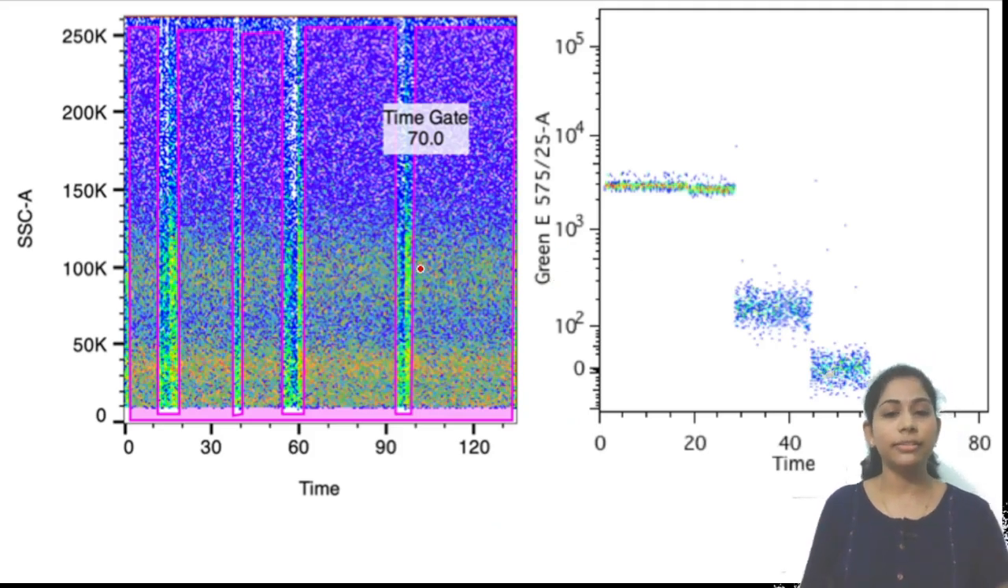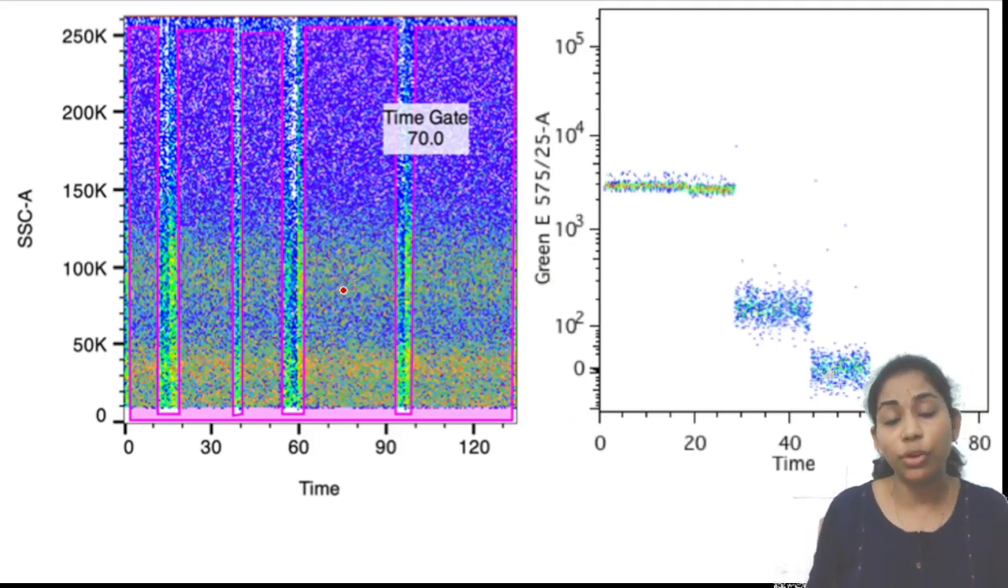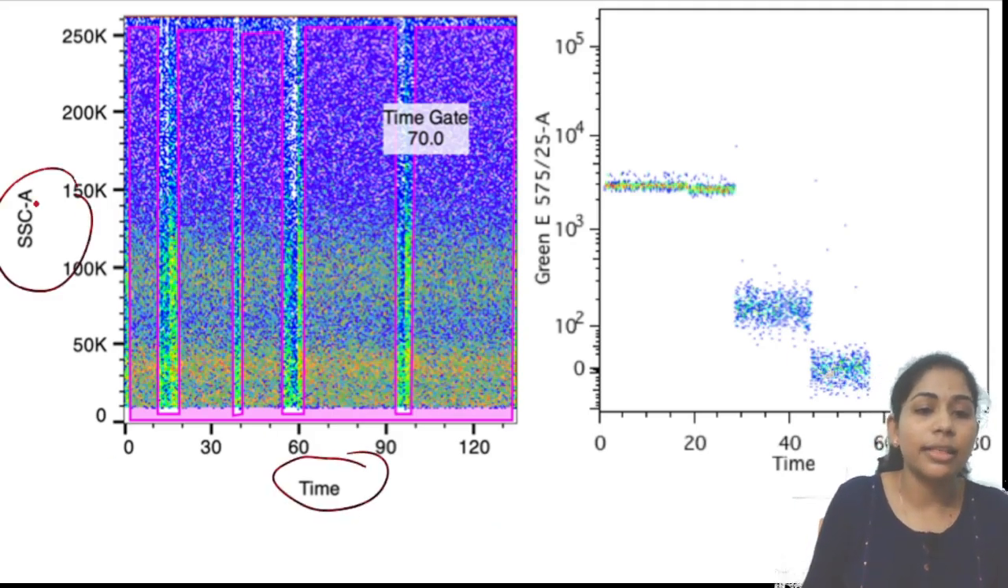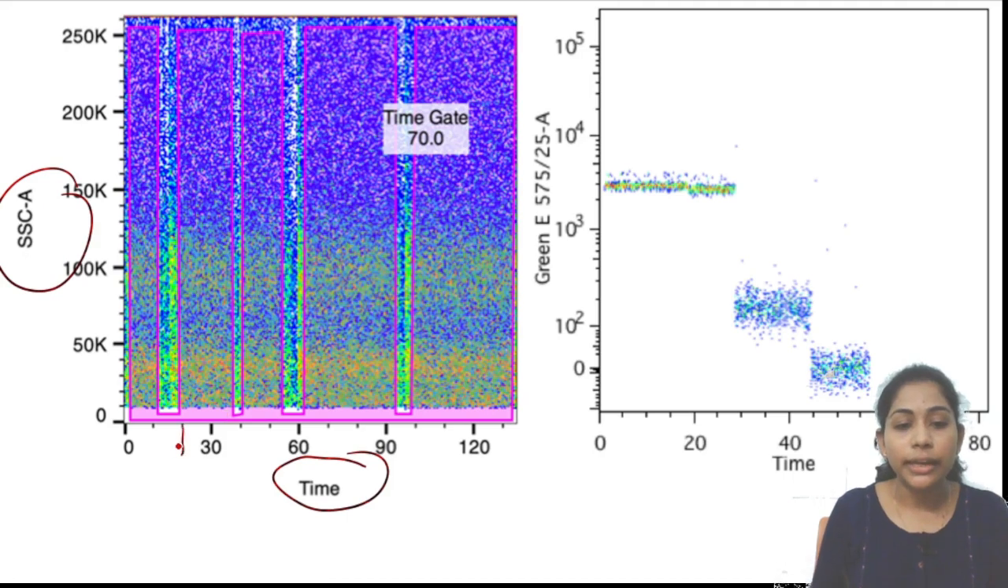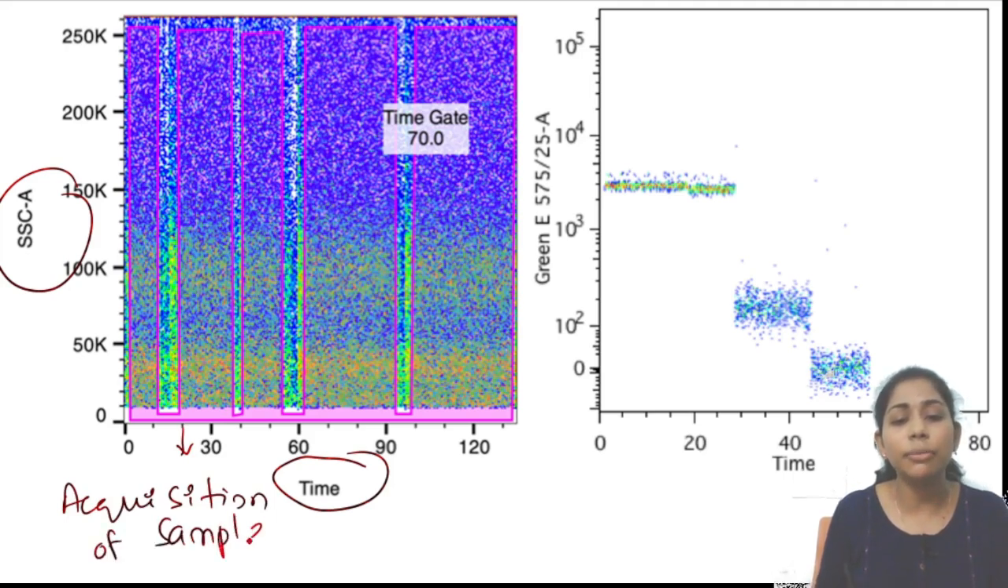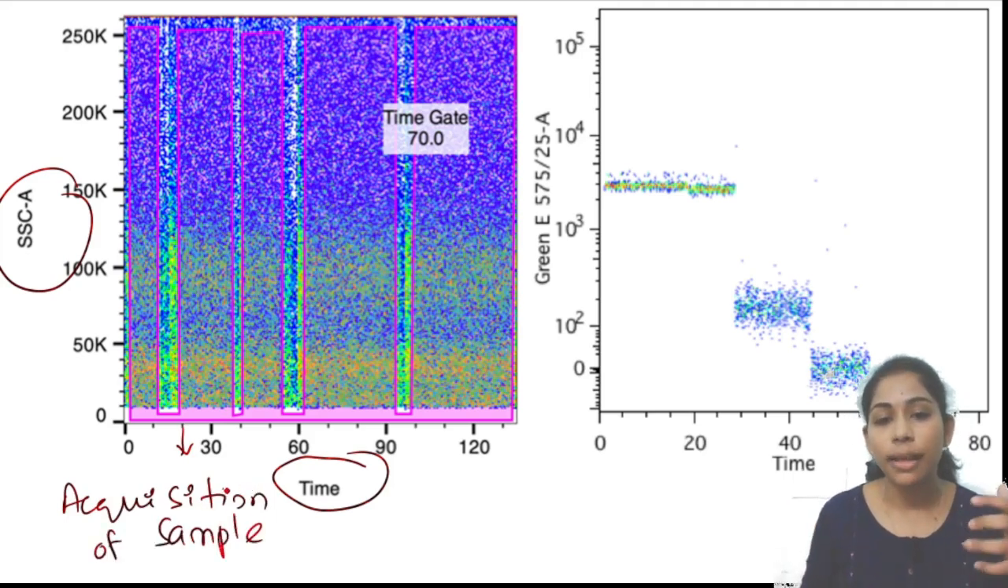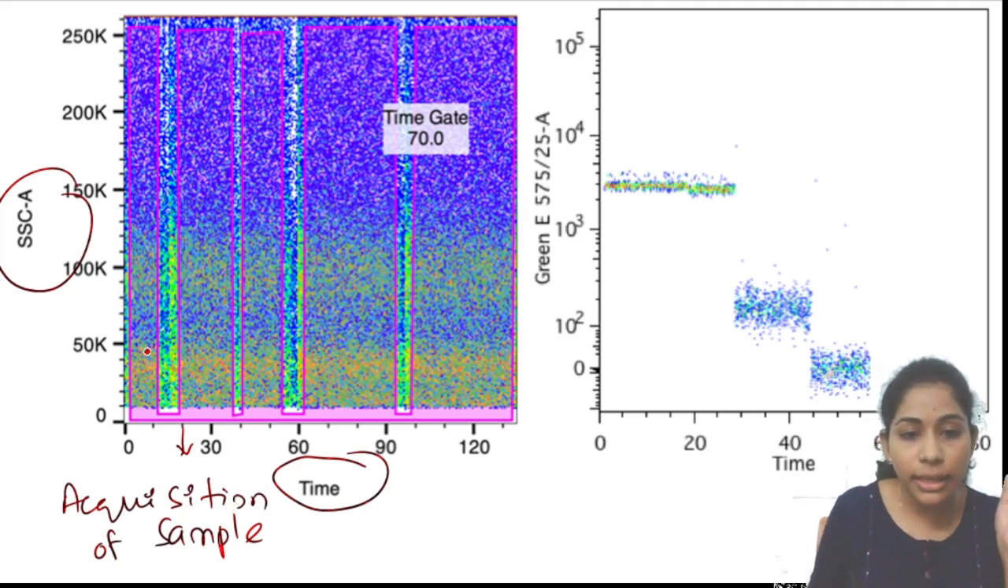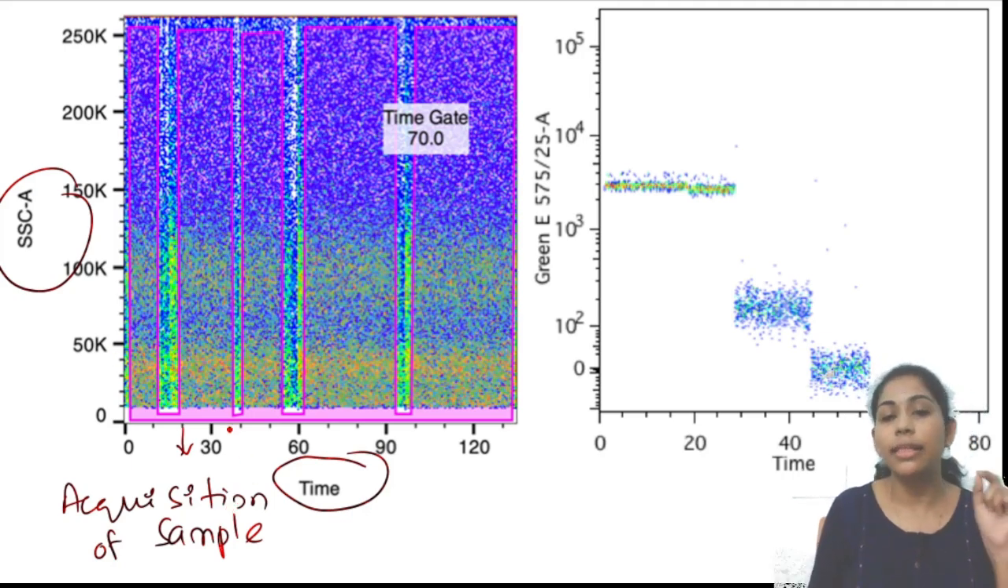The first plot, the first and foremost plot you will see in the flow cytometry, is time versus side scatter. This plot indicates the acquisition of the sample. Acquisition means we are collecting the cells from the sample and counting the events. Each single dot is a cell. We are counting the cells, and the minimum events we need for a proper flow cytometry is 50,000. It can be maximum up to 2.5 lakh, but the minimum is 50,000 counts.